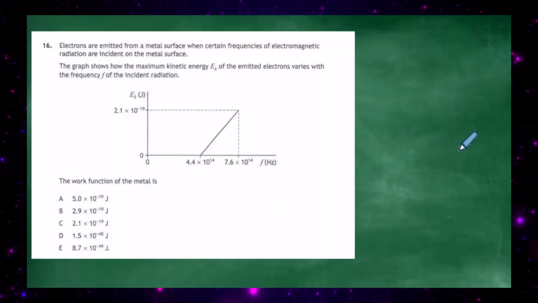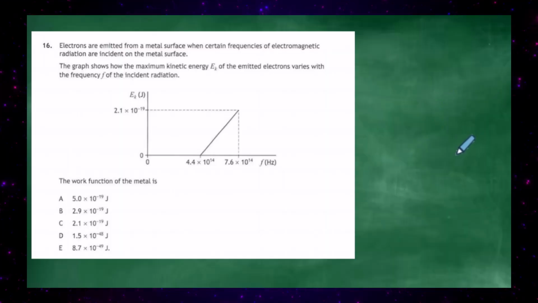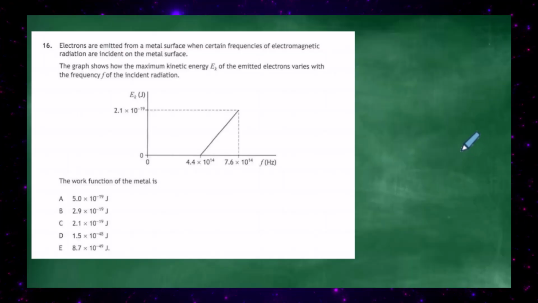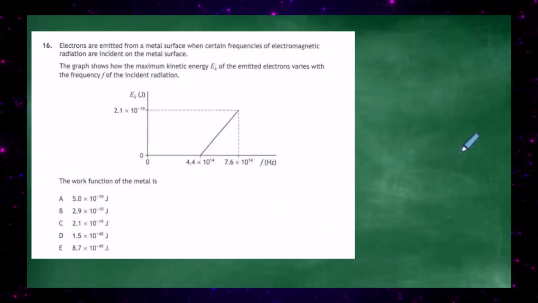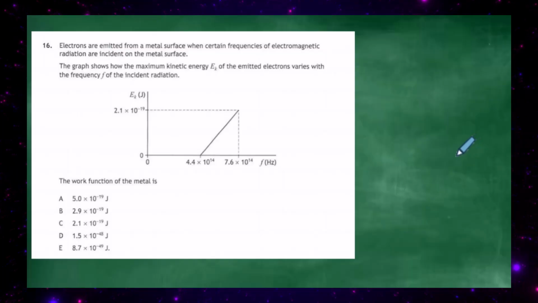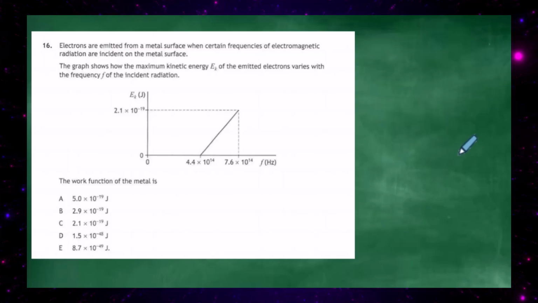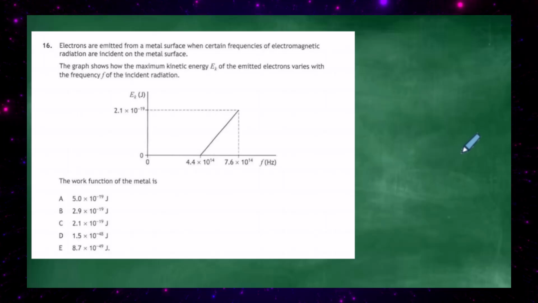Question 16. Electrons are emitted from a metal surface when certain frequencies of electromagnetic radiation are incident on the metal surface. The graph below shows how the maximum kinetic energy, EK, of the emitted electrons varies with the frequency F of the incident radiation. So we take a look at the graph.